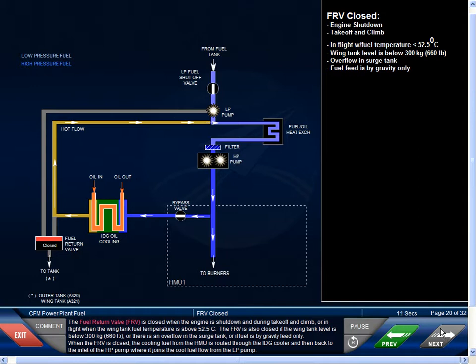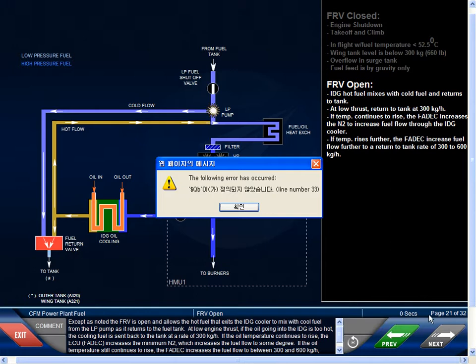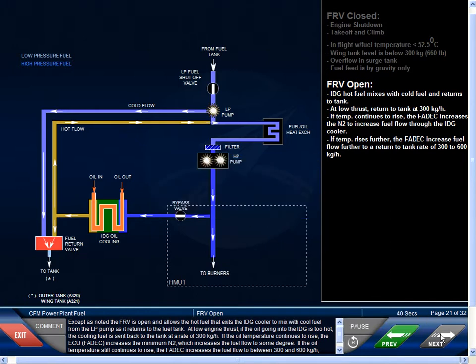When the FRV is closed, the cooling fuel from the HMU is routed through the IDG cooler and then back to the inlet of the high-pressure pump, where it joins the cool fuel flow from the low-pressure pump. Except as noted, the FRV is open and allows the hot fuel that exits the IDG cooler to mix with cool fuel from the low-pressure pump as it returns to the fuel tank.